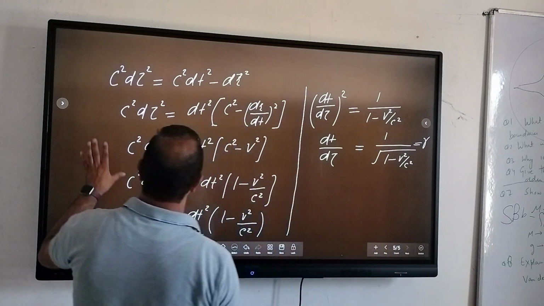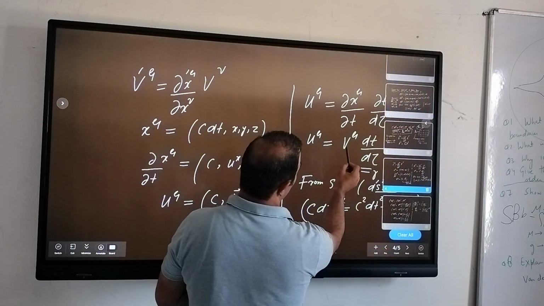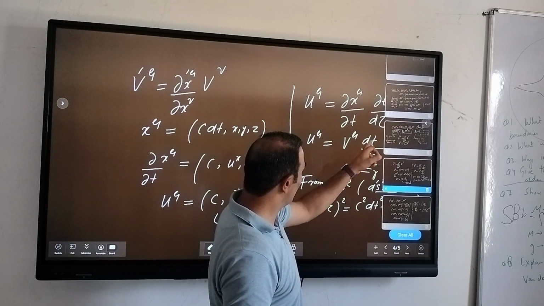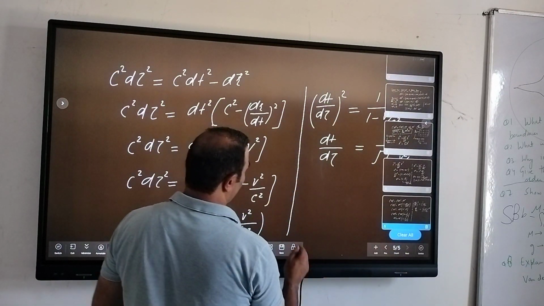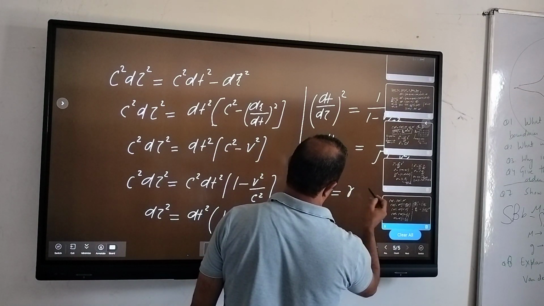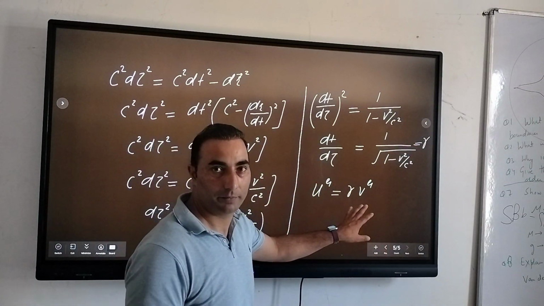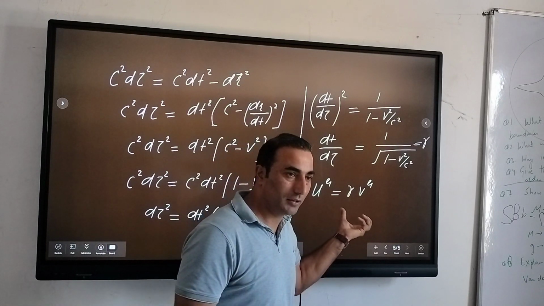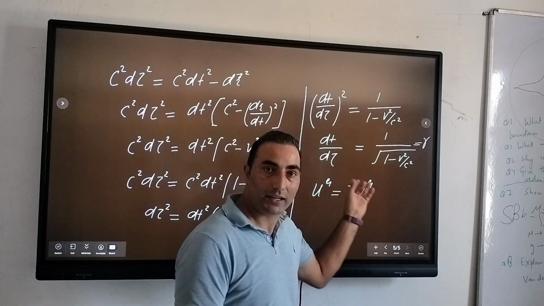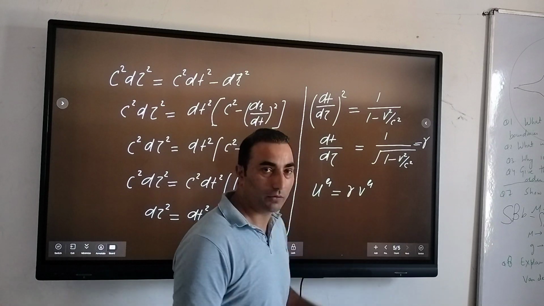So what will be u mu then? Our u mu equals v mu into dt by d tau. So that's our gamma. That means u mu will be equal to v mu into gamma, right? So we can rewrite that our u mu will be equal to gamma times v mu. Now this is a four vector, because we have this Lorentz factor here, right? So it will transform like these Lorentz transformations, and this is a four vector, right?